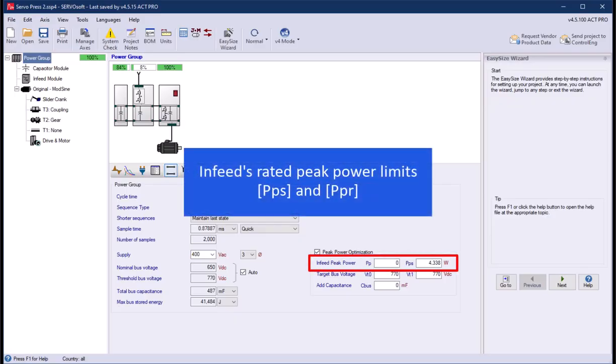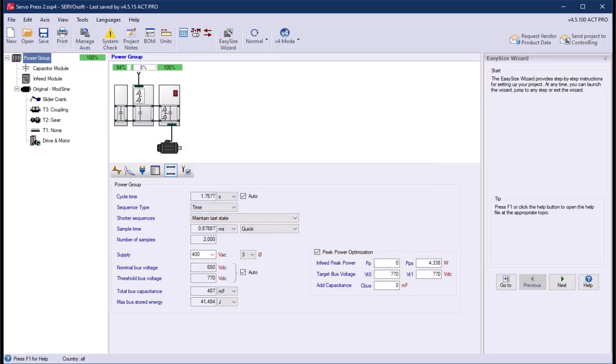The in-feed peak power limits the supply and region peak power. These values are limited by the in-feed's rated peak power. The target bus voltage values must be within the allowed DC bus voltage range, in this case between 650 and 770 volts DC. You can see this on the main form nominal and threshold bus voltages, and by the tooltip under either voltage input.